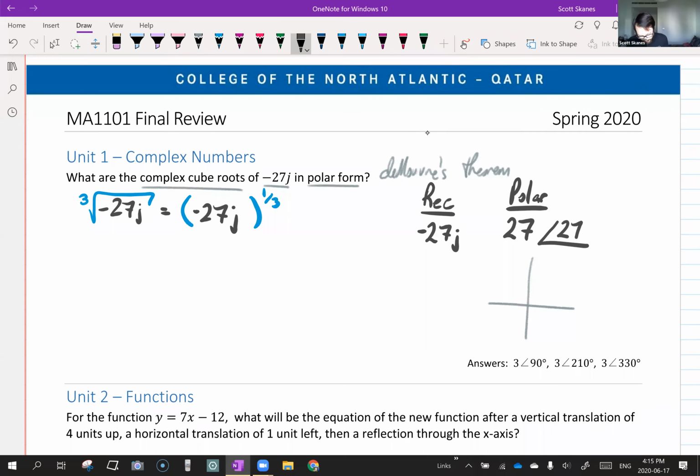I'll show you why. You need to remember that this axis is the real axis, and this axis is the imaginary axis. If you have any j's, it goes on that axis. If you don't have a j, it goes on the real axis. So we have a j and it's negative, so it's down. So long story short, this is our vector, this is our 27, and you measure from here. That's our 27.